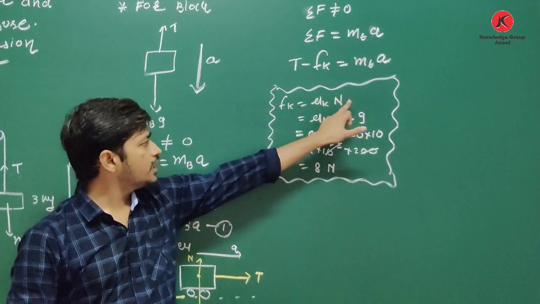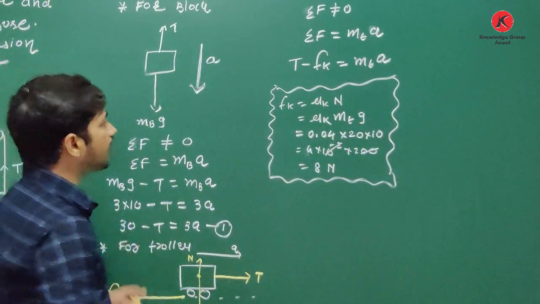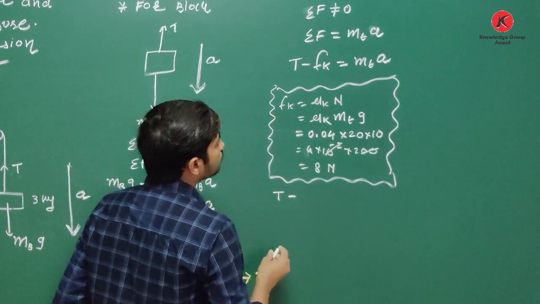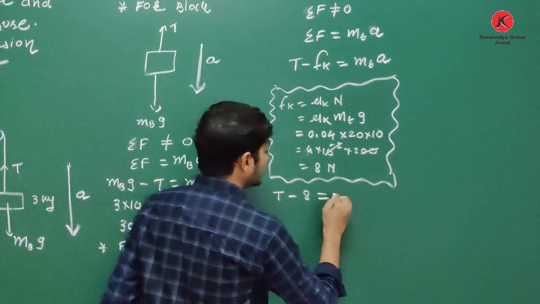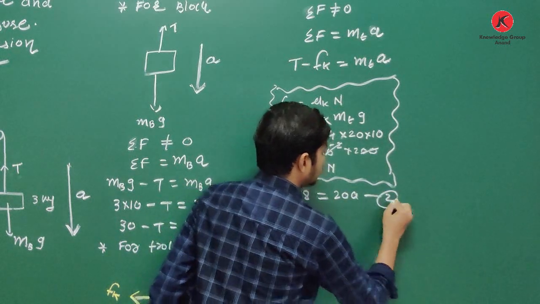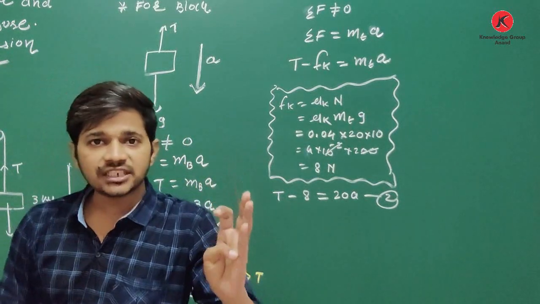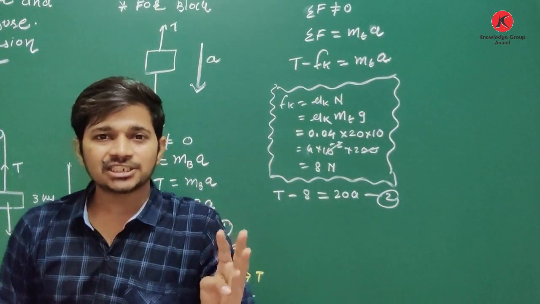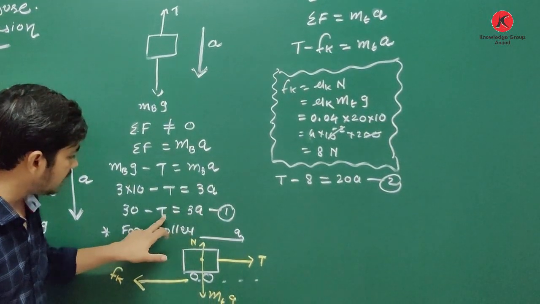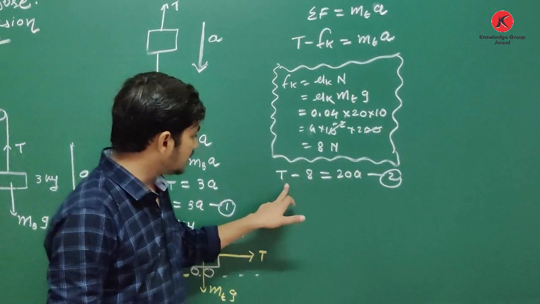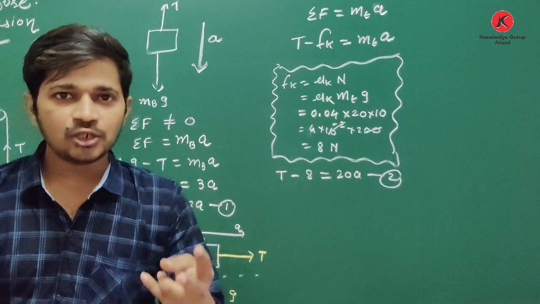How to find the value of Fk? Fk is equal to mu_k into N, is equal to mu_k m_t g. Now put the value. So it is T minus 8, the value of Fk, is equal to m_t a, the mass of the trolley, 20 a. It is equation number 2. You have to find two things: first tension and then acceleration. First equation, 30 minus T is equal to 3a. Second equation, T minus 8 is equal to 20a. T and a are two variables, and we have two equations.